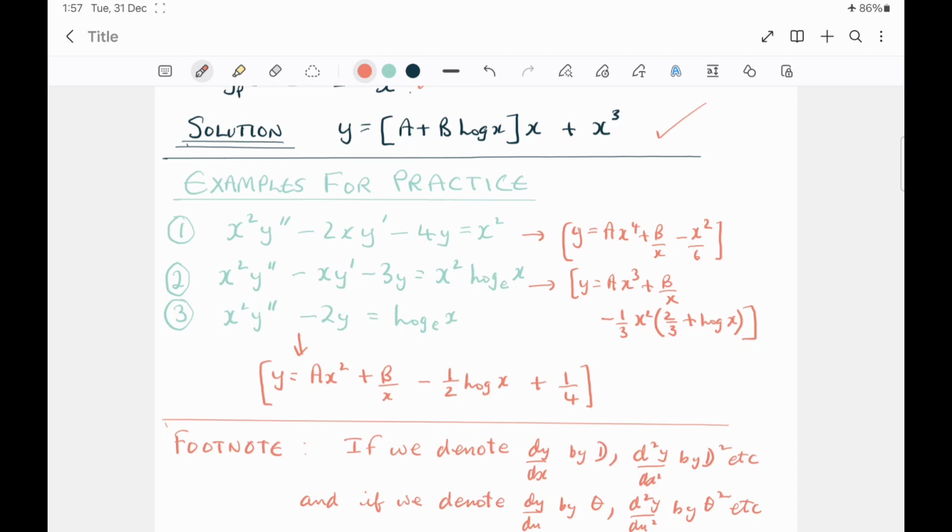Okay, your 1 minute is up, so we'll just move on. The lettering in red are simply the answers to those questions. Okay, now footnote here.